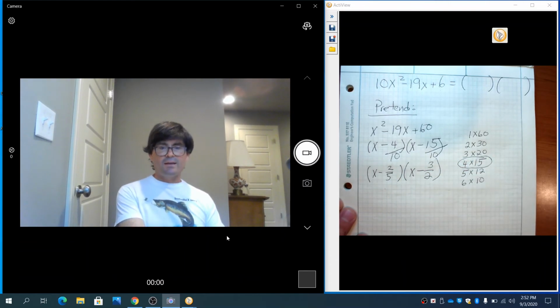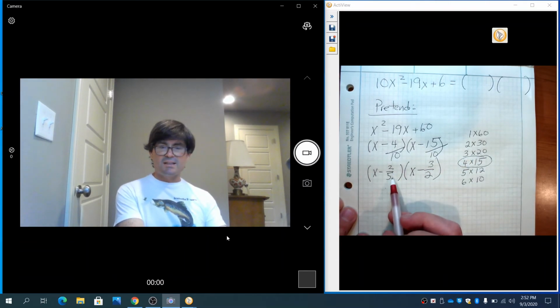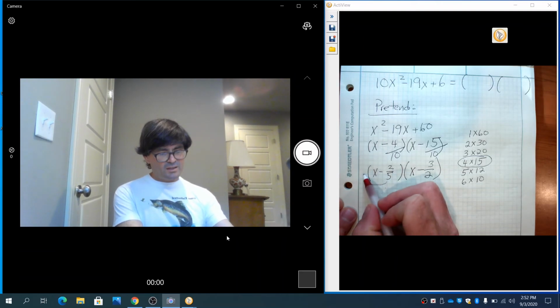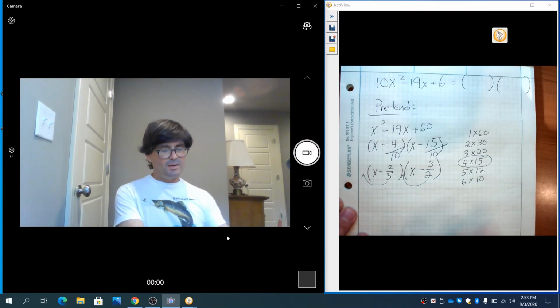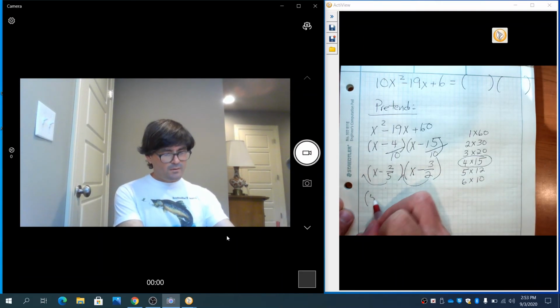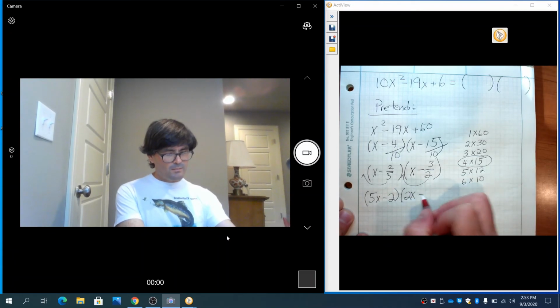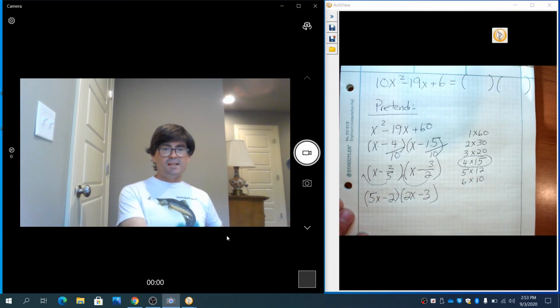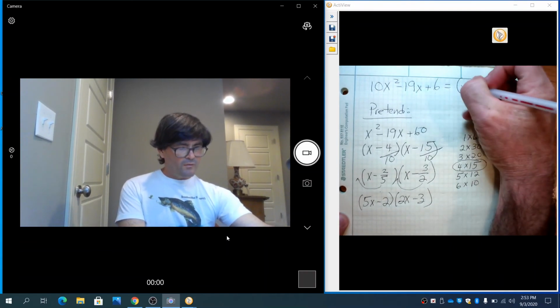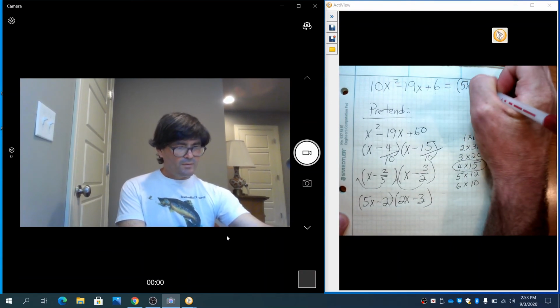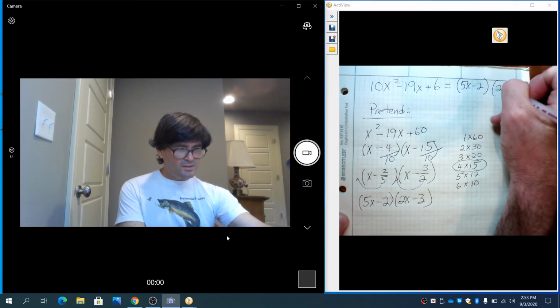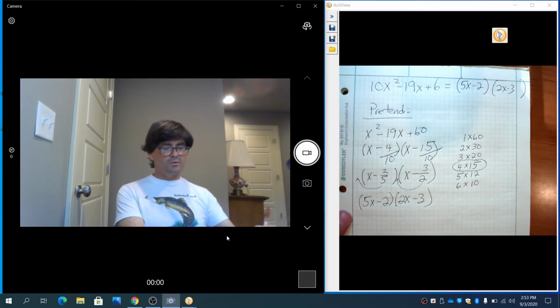So now I can go ahead. Neither of these is a nice whole number. So that 5 is going to pop up. That 2 is going to pop up. We're going to have 5x minus 2 and 2x minus 3. So that's my factorization that should go up here. 5x minus 2 and 2x minus 3 is the same thing. We're going to just check it real quick.